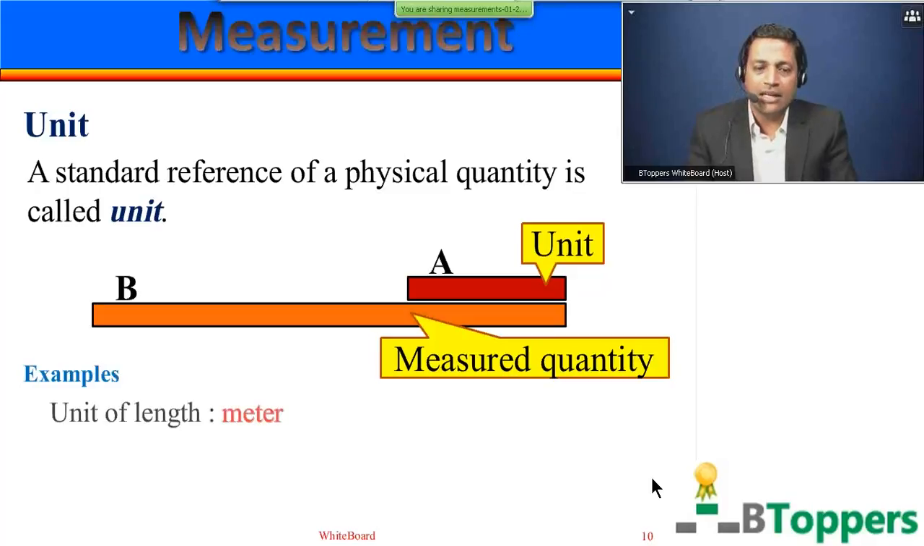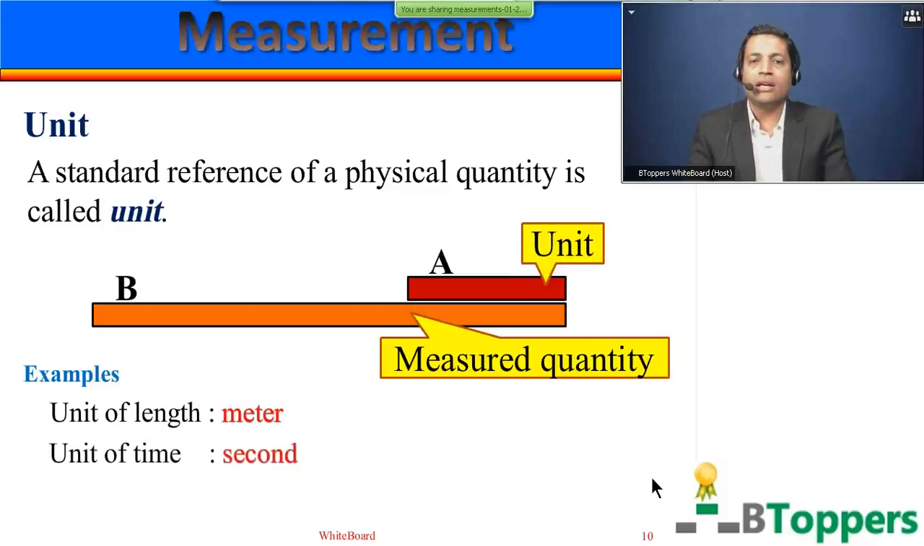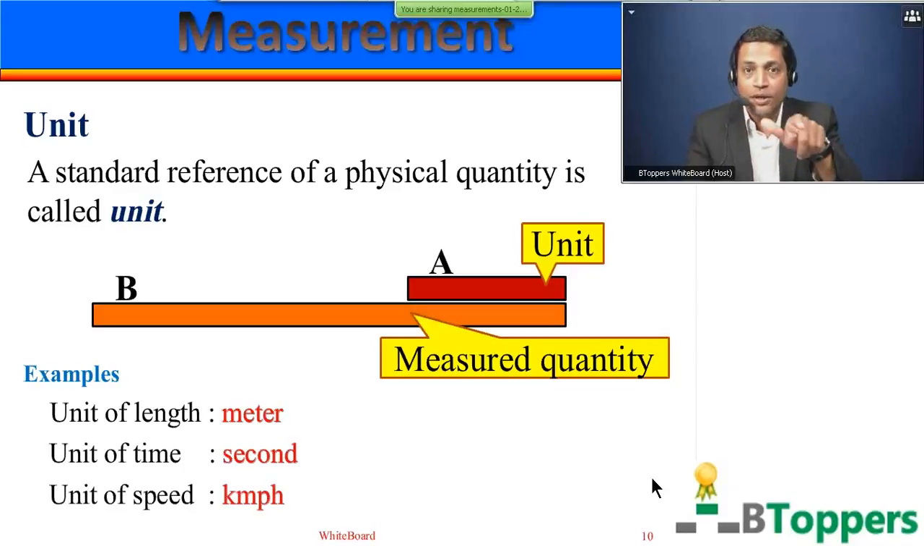Like that, there are various other examples. The actual unit of length is not just the length of the red bar A that we have taken here. You are already using it from lower classes. The actual unit of length is meter. Similarly, the unit of time is second, and the unit of speed is kilometers per hour. This is something that you see on the speedometers of your vehicles. On that dial there, it will be written at the center, kmph. It means kilometers per hour. That tells you how fast you are going on your vehicle. So these are the various units that we use in day-to-day life.